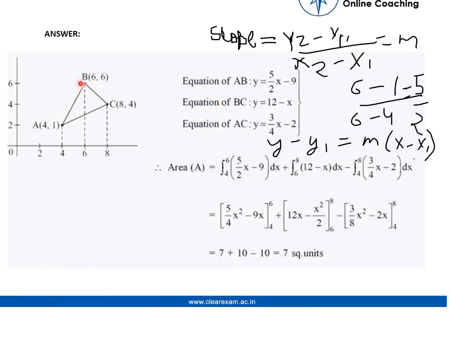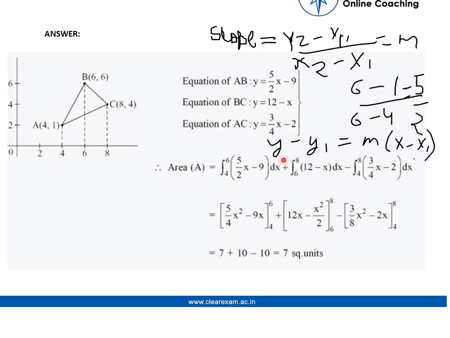So first of all, we need to find the equation of AB. For finding the equation of a line, first of all, we need to find the slope, and the formula that I have written over here is y2 minus y1 upon x2 minus x1. So let's take the example of AB only. So y2 over here is 6 and y1 is 1. So 6 minus 1 is equal to 5. 6 minus 4 is equal to 2. So m is 5 by 2.